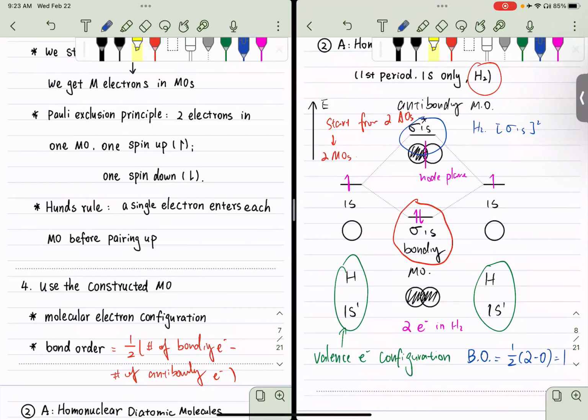At the same time, you can also get information on whether or not this molecule is diamagnetic or paramagnetic. Apparently here in H2, we're predicting both electrons being paired up in your bonding molecular orbital. So we're expecting H2 to be diamagnetic.